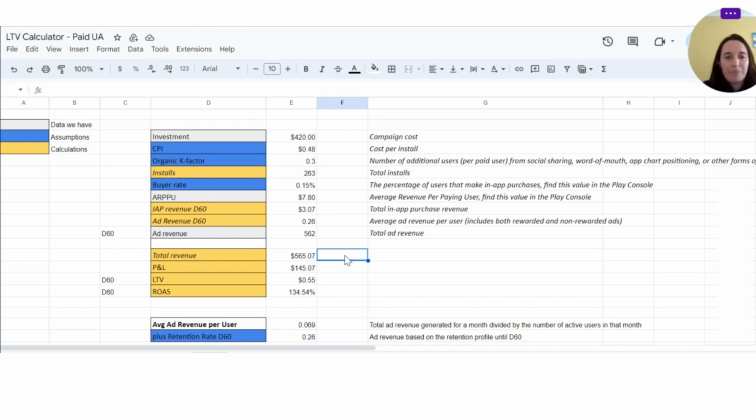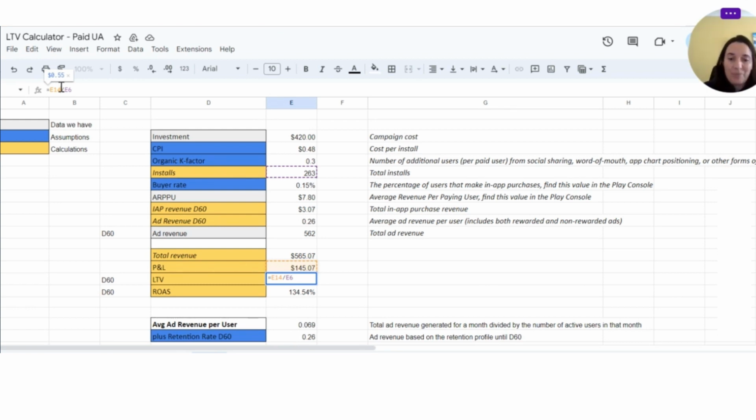Next, how we calculate the total revenue is just adding our ad revenue and our in-app purchases revenue because we are talking about a casual game, free to play. This means we have ads plus in-app purchases, but it can also apply for subscription apps. And our profit and loss calculation would be just subtracting our initial investment from the total revenue. LTV at day 60 would be then the P&L result divided by our total amount of users, our total installs at day 60.